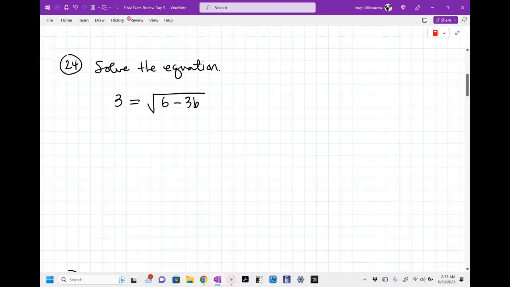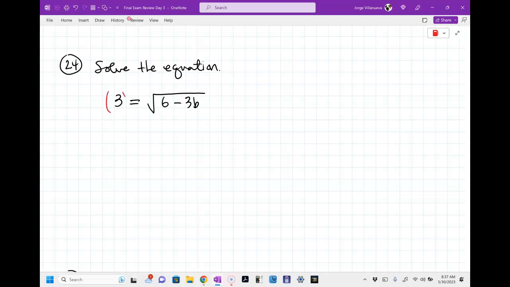So this is number 24 on the test. So this is the one that would have had the 35 on the side like that, like I told you guys. Okay? So just ignore that. So they say solve the equation. They don't tell you how, but you notice that there is a square root there. So what you're going to want to do is square both sides.